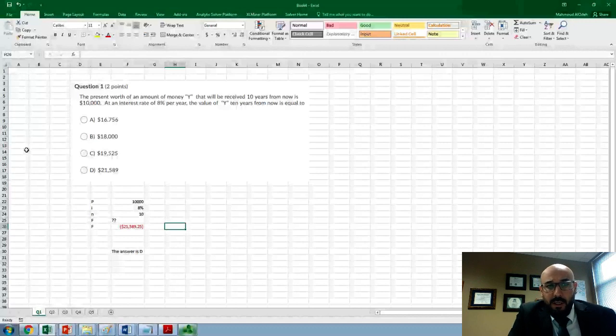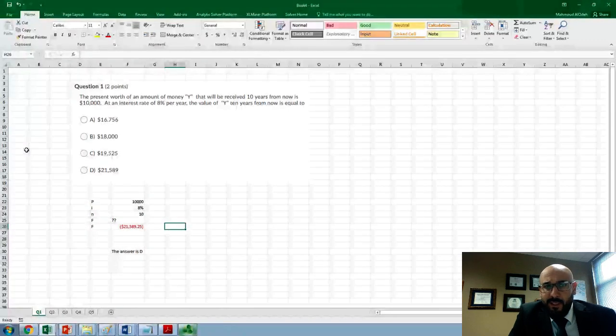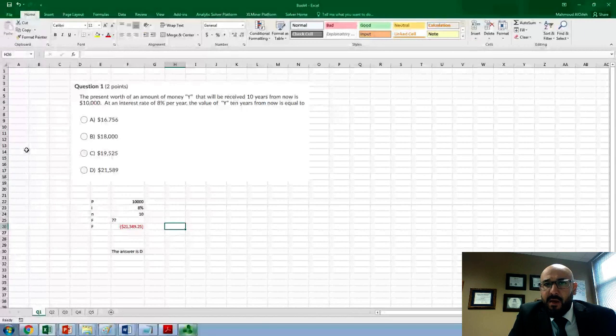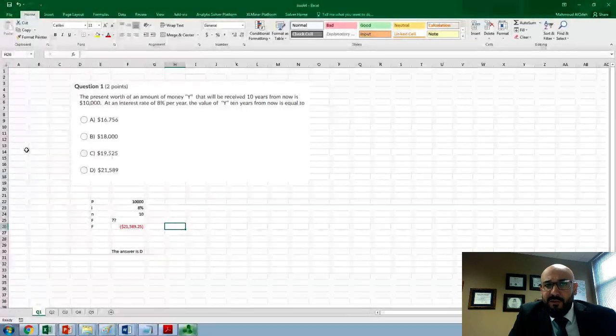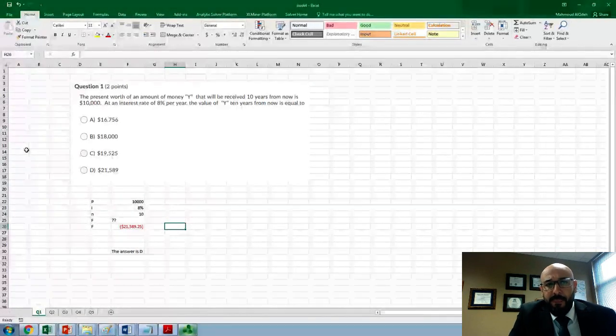So let's start with question 1. The present worth of an amount of money that will be received 10 years from now is 10,000. At an interest rate of 8% per year, the value of Y 10 years from now is equal to what?